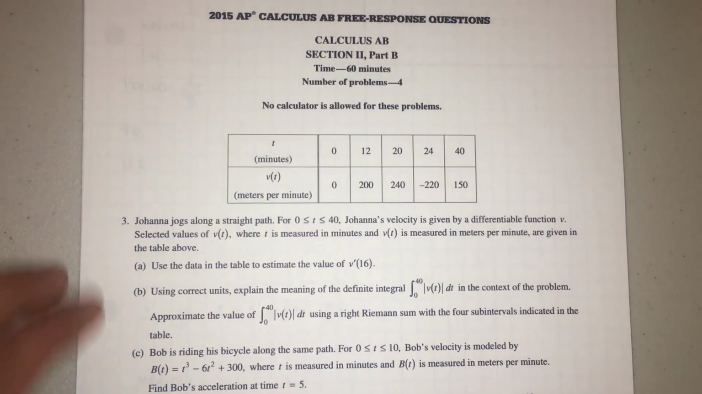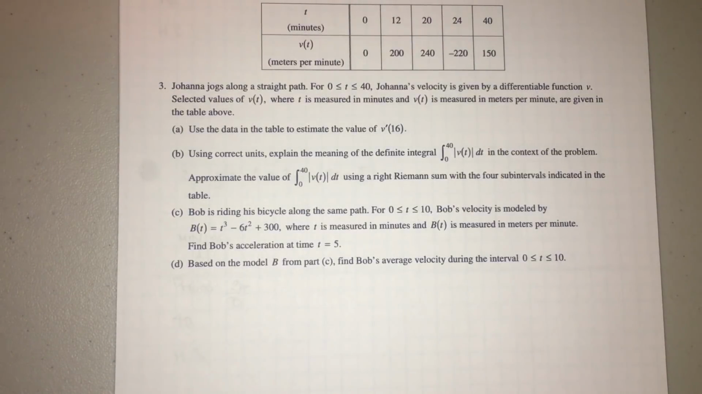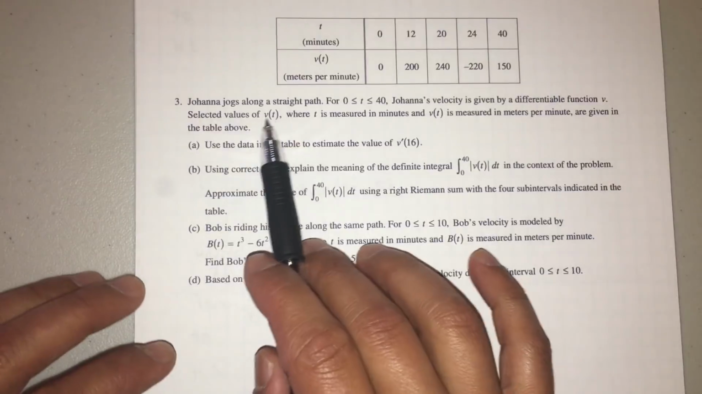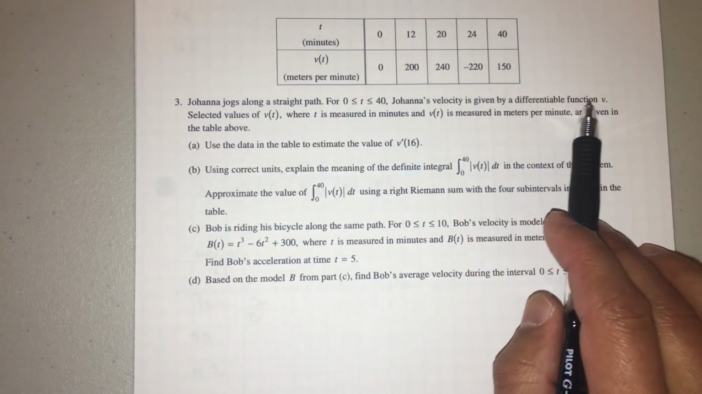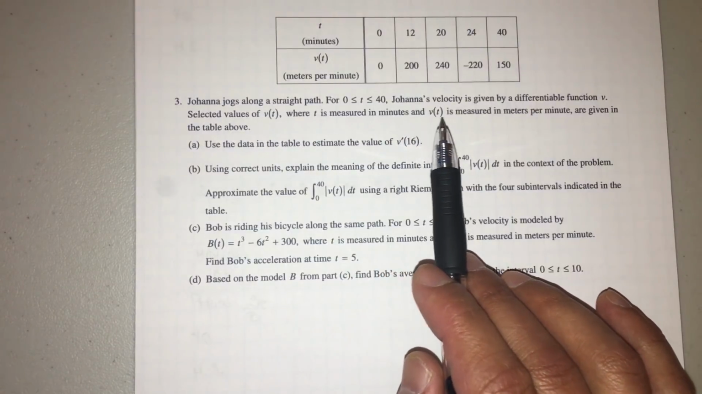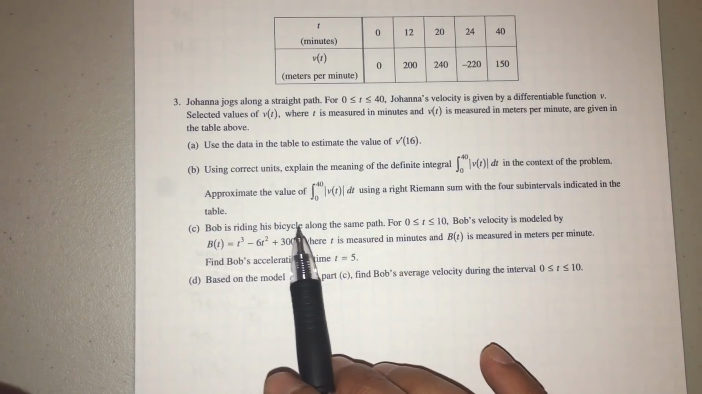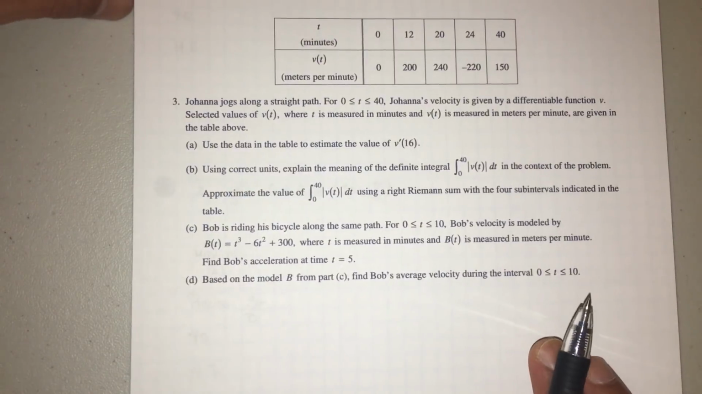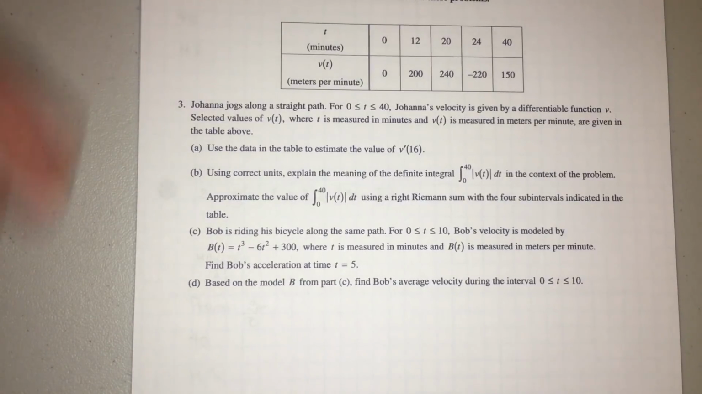So let's do one more, 2015. And this one, you notice they actually give us a table with it too. But it is also part of a velocity. It says Joanna jogs along a straight path, and Joanna's velocity is given by the differentiable function v. Selected values of v of t, where t is measured in minutes and v of t is measured in meters per minute, are given in the table above. As soon as I see a table, I'm thinking Riemann sum, something like that, or they're asking me for rate of change somehow.